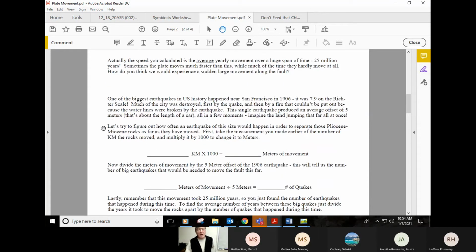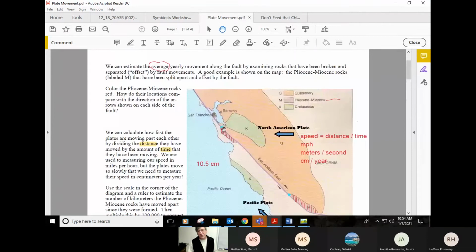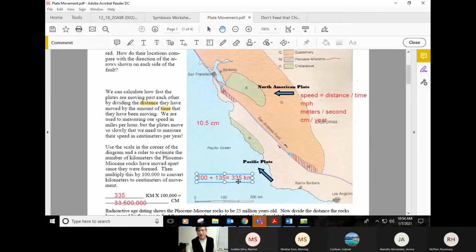So what we're going to do now is try to figure out how often an earthquake like that would happen in order for these rocks to be separated as far as they've moved. Okay? So we're going to try to figure out how often these big earthquakes could cause the fault to move this far. How far was that? 335 kilometers in 25 million years. How many big earthquakes would it take to move them?